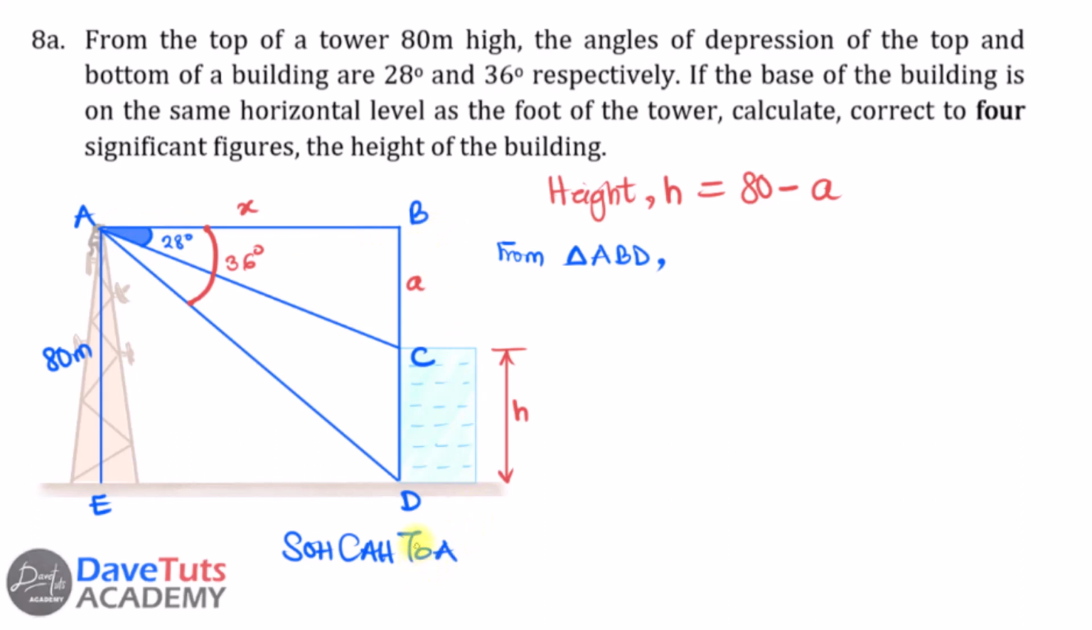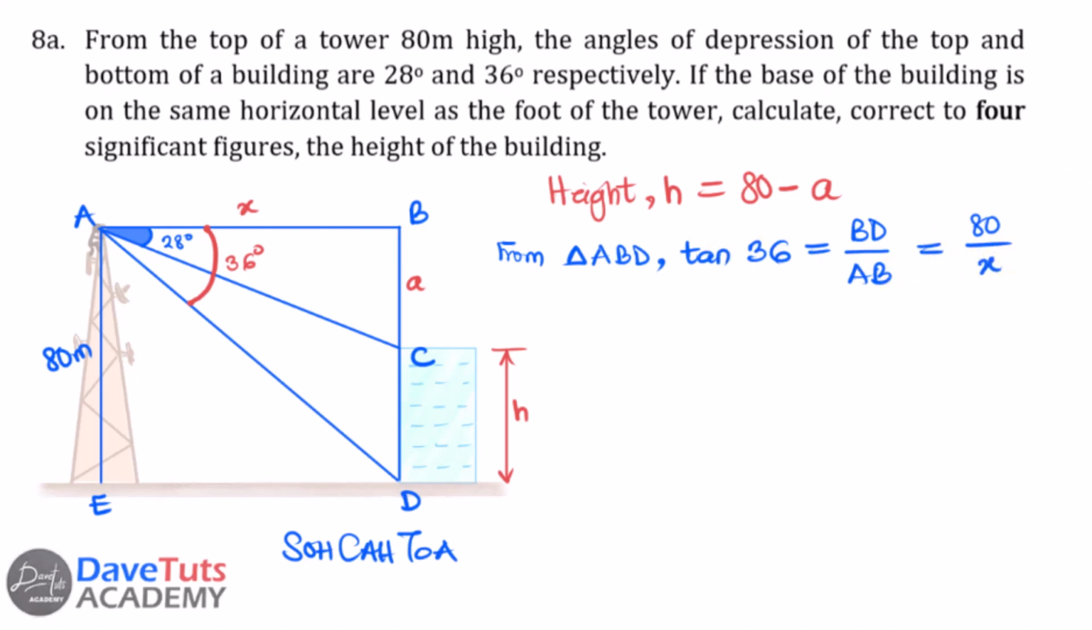It is tangent, because tangent is opposite over adjacent. So I can say the tangent of, now I'm talking about the bigger triangle, angle 36, is equal to the opposite, that is BD, and that BD we know is also equal to AE, over the adjacent, which is AB for that triangle. Now that BD, of course, I have tagged as AT. AB I have tagged as X.